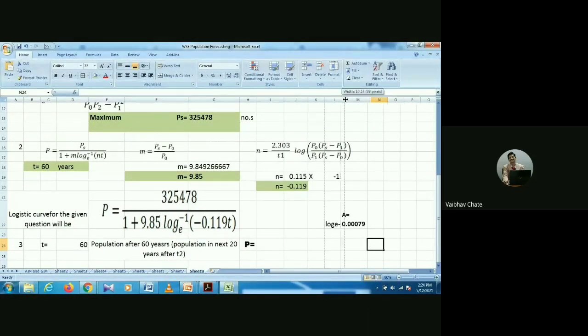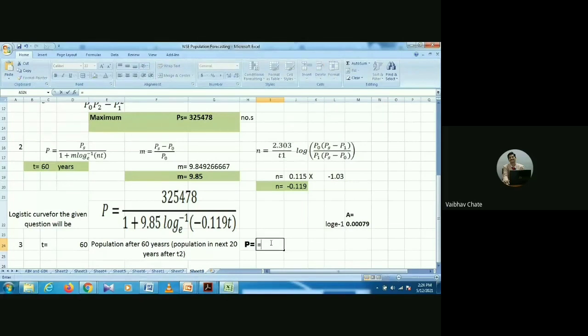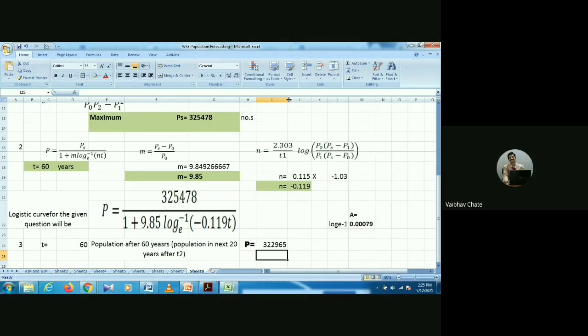I'll just substitute the value here. So this is equal to P naught, and the P value I got is 3,25,478 divided by, in bracket, 1 plus, I have the value of M as 9.85, multiplied by the A value I got, 0.00079, bracket complete. I'm going to get 3,22,965. This is the answer I am going to get.